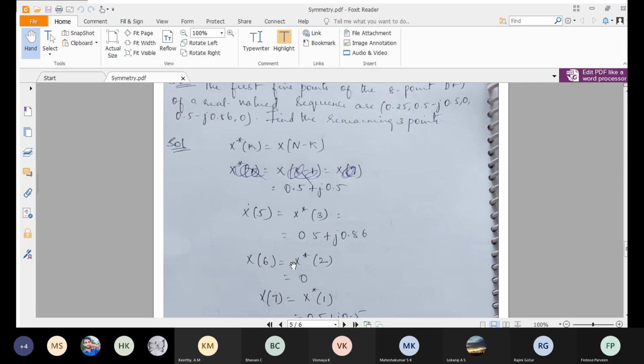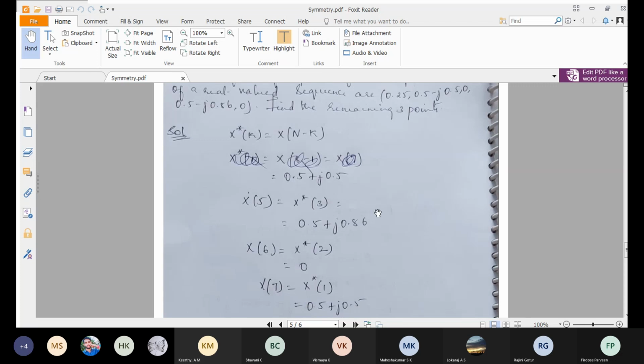What will be your X of 6? It is nothing but X conjugate of X of N minus k. What is N minus k? It is 8 minus 6, which is 2. X of 2 is given as 0, so it will be 0. In the same way, X of 7 is nothing but X conjugate of 1, which is 0.5 plus j 0.5.